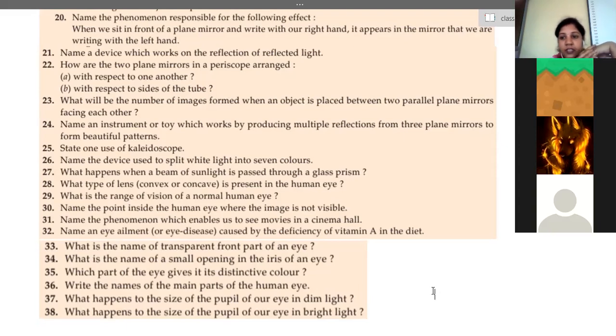Few students are still writing exams. So when they come, we will start the next chapter. We are left with two chapters. One is the solar system and the other is air and water pollution.